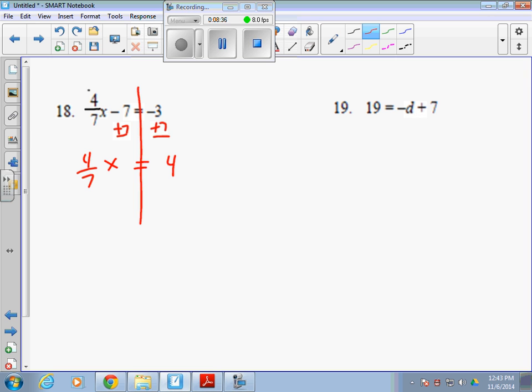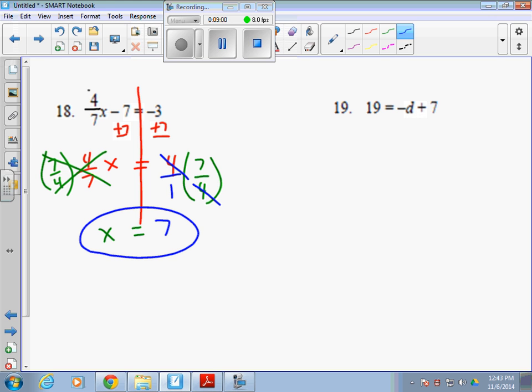Now it's multiplying 4 over 7 times x. So you cancel that out by dividing by 4 over 7. Remember, dividing by a fraction is the same thing as multiplying by its reciprocal. That's a fancy word that just means flip it. So when you multiply that by 7 over 4, you have to multiply this by 7 over 4. This cancels out and leaves you with x. This cancels this out, and it leaves you with 7 over 1, which is simply 7.